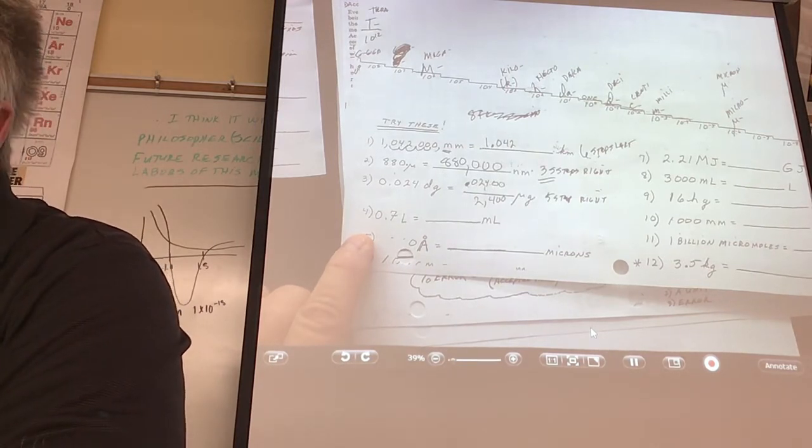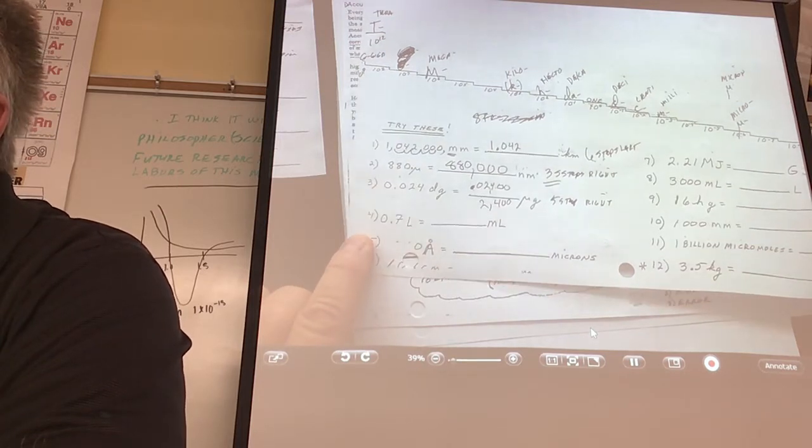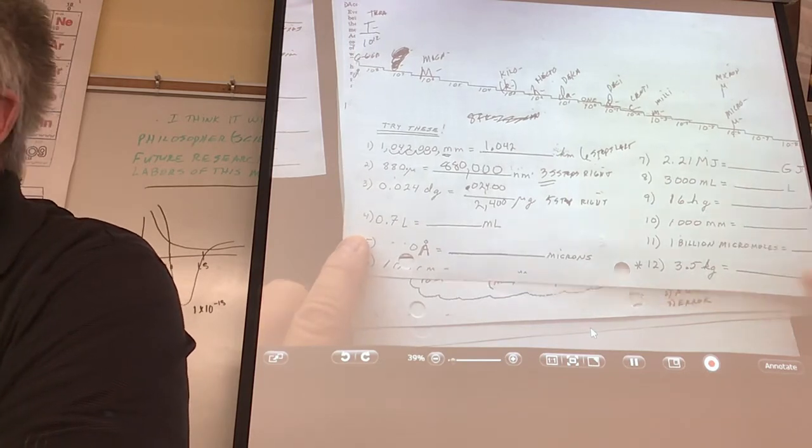I'm going from what? It's gonna go from 0.7 liters to... equals how many what? 7,000 milliliters. What is it? Milliliters, right? All right, so what are you gonna go? That's milliliters. Where do you start? Where do you start?